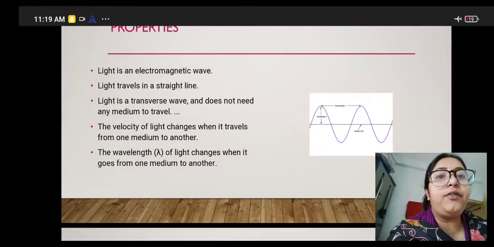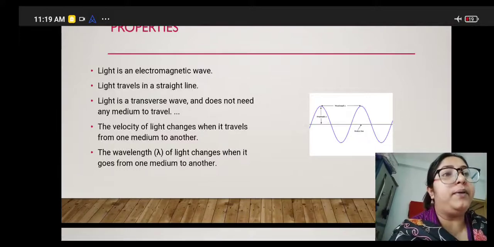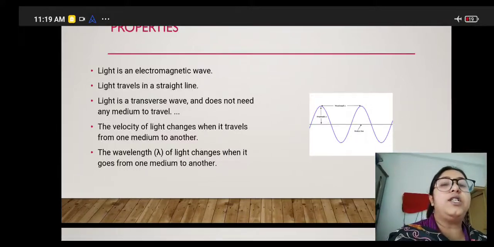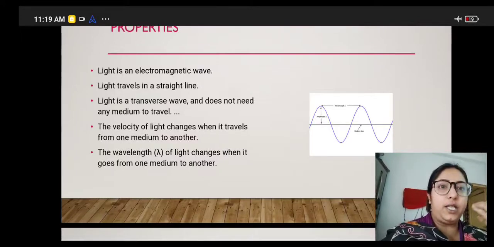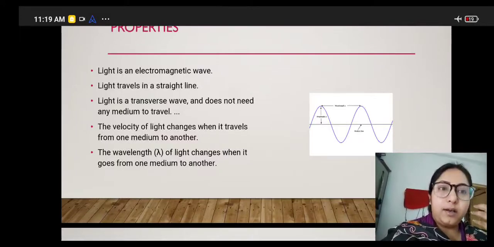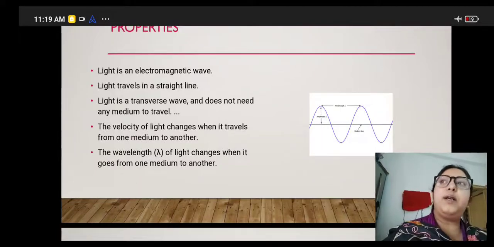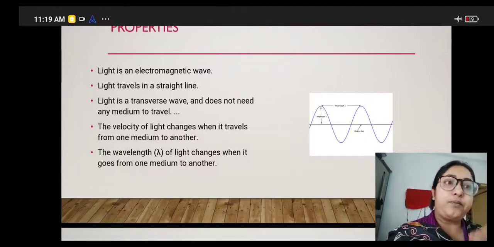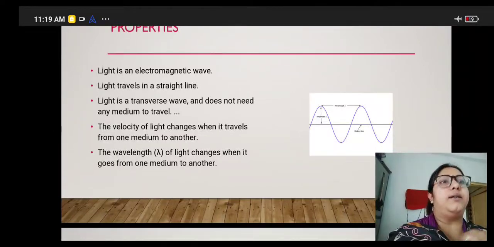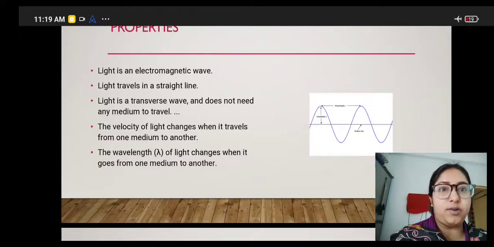The velocity of light changes when it travels from one medium to another. The velocity of light changes when light travels from a denser medium to rarer medium, as well as from a rarer medium to denser medium, which we will read further in the topic, which will explain the refraction of light concept.